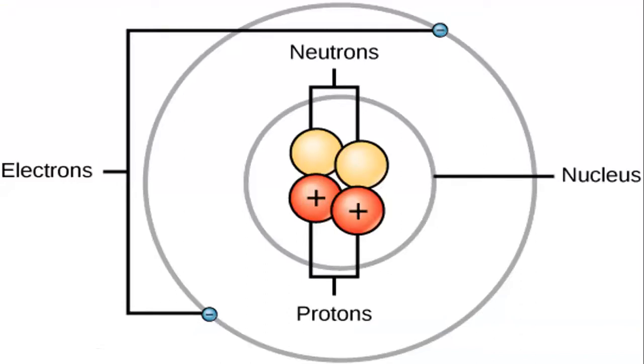So this was the zoomed picture of the atom. Inside the atom, the center has the nucleus. The nucleus has positively charged particles called protons, and uncharged particles called neutrons, and negatively charged particles called electrons are revolving around the nucleus in definite orbits.